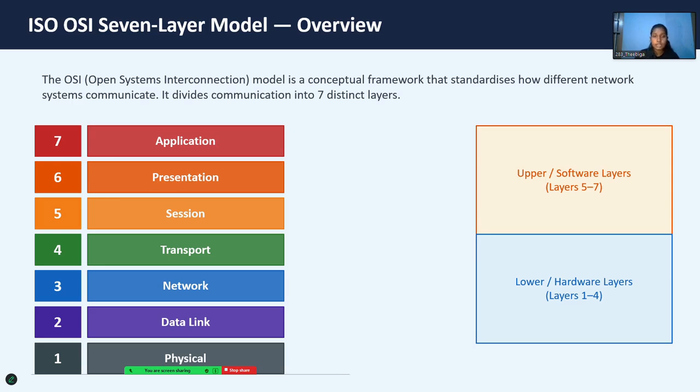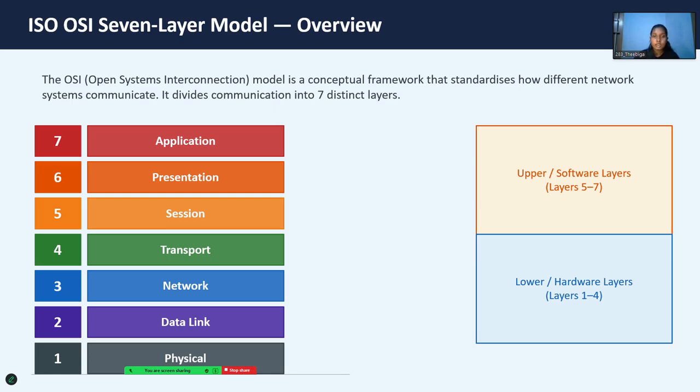The top 3 layers shift from hardware concerns to software. Layer 5 session manages the opening and closing of communication sessions. Layer 6 presentation handles translation, encryption and compression. And layer 7 application is what the end user actually interacts with: browsers, email clients and apps.